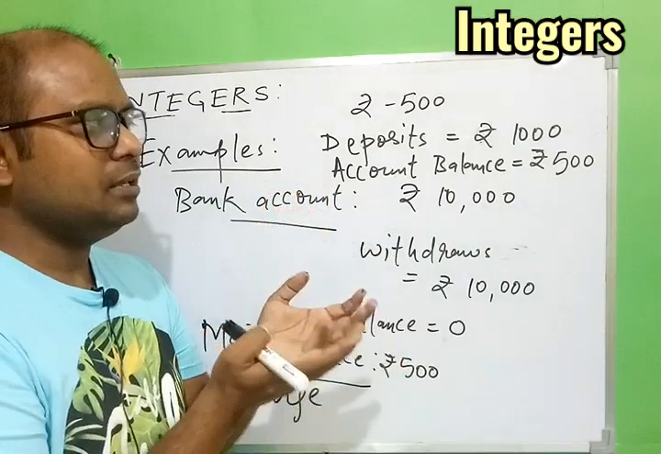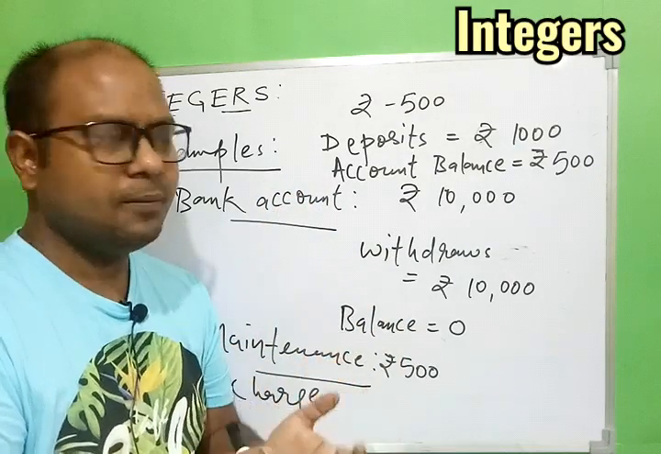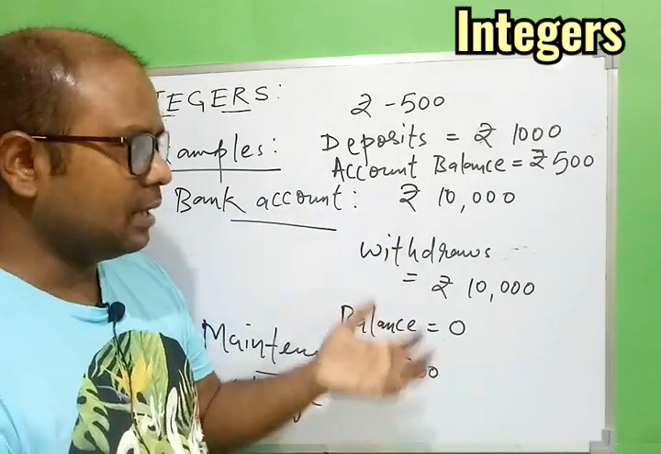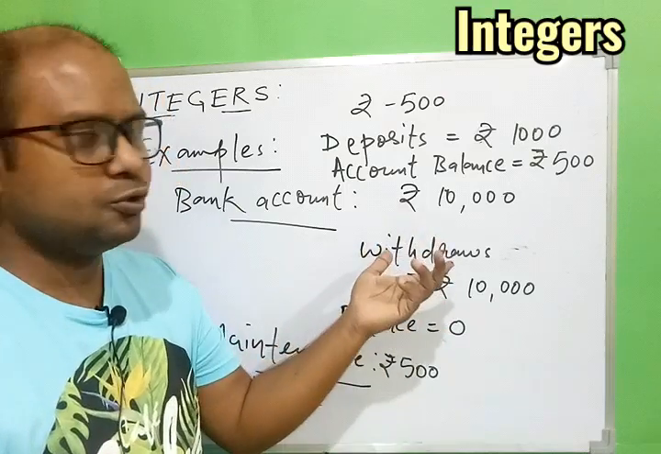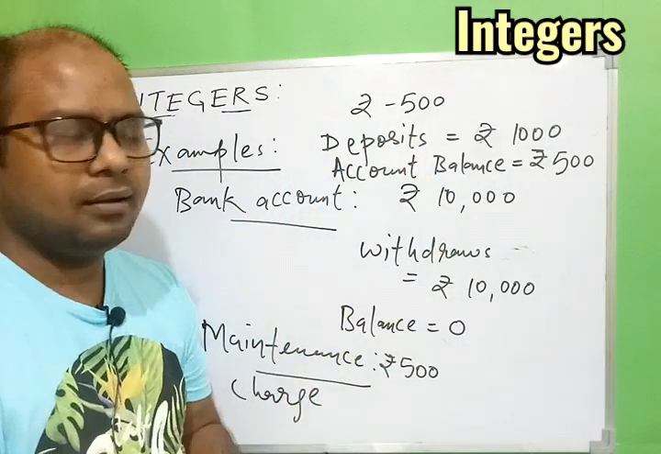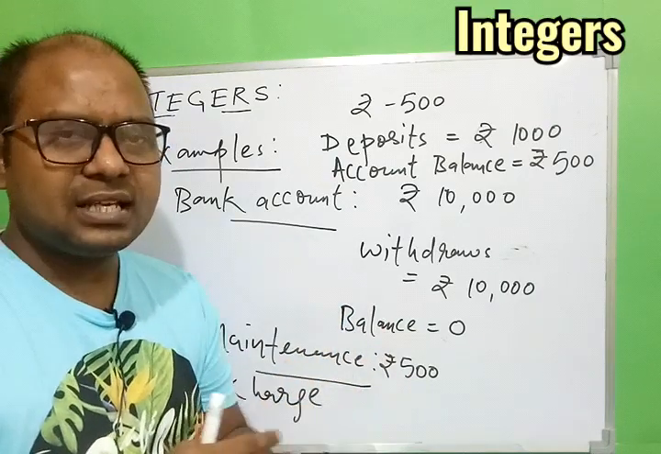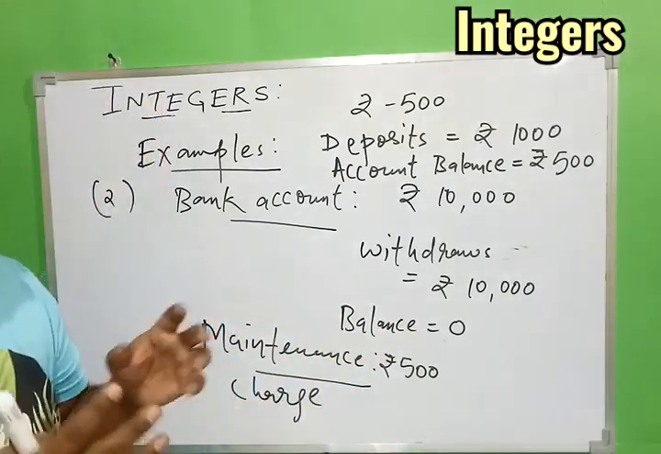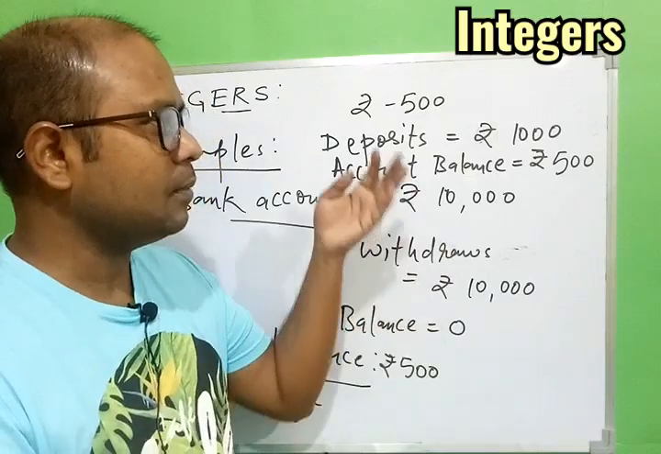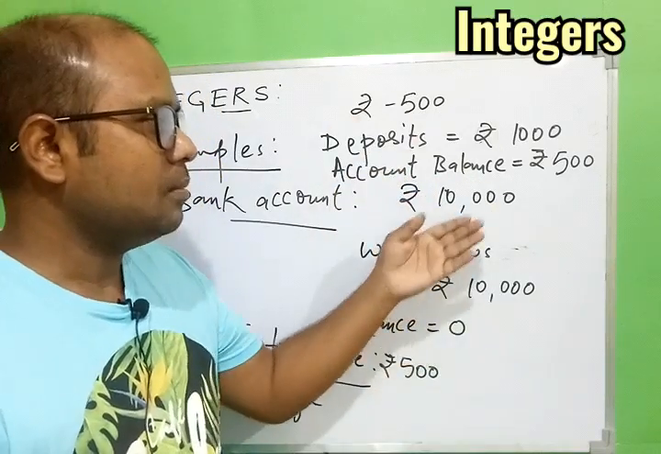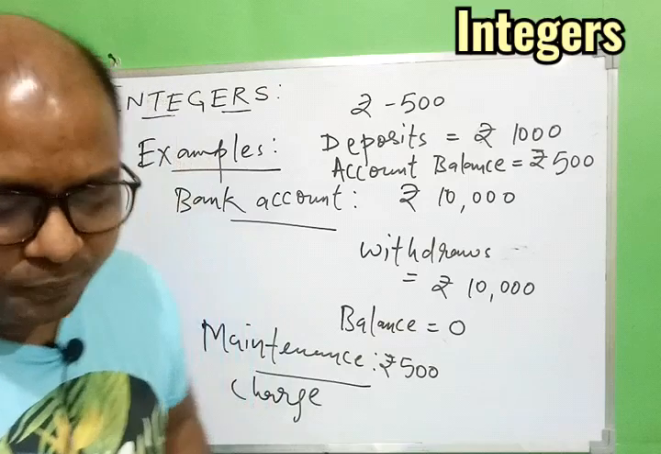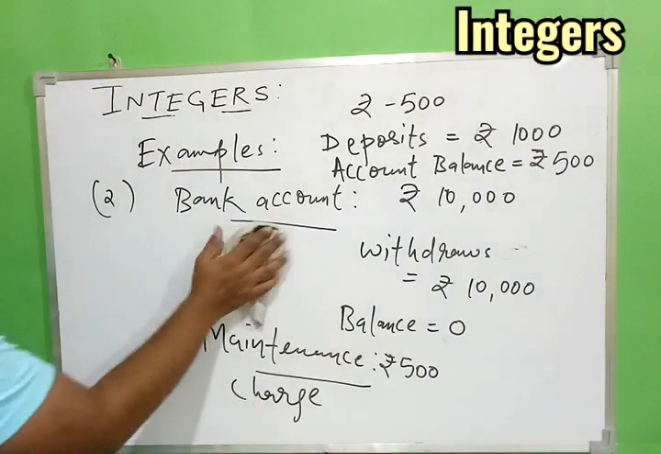So that is how, even in the bank account, the numbers can be positive, can be negative, can be 0 also, and all things can be done together. In general, integers have lots of applications because sometimes we need the help of positive numbers, sometimes negative numbers, and sometimes 0 also.